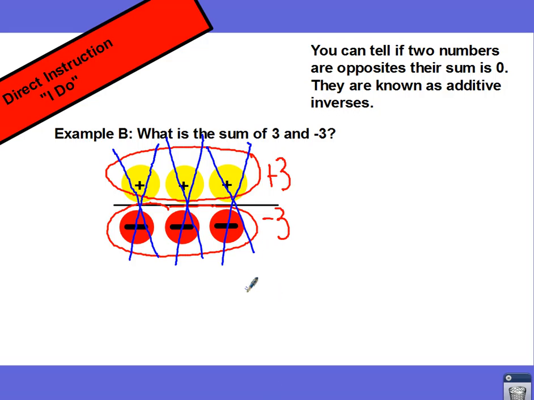So what is the sum of 3 and negative 3? Well, because they're opposites, we know it equals 0. Probably something you can do in your head, but the modeling or the picture is something that's important because you're going to need to model or show me with pictures how some of these answers work.